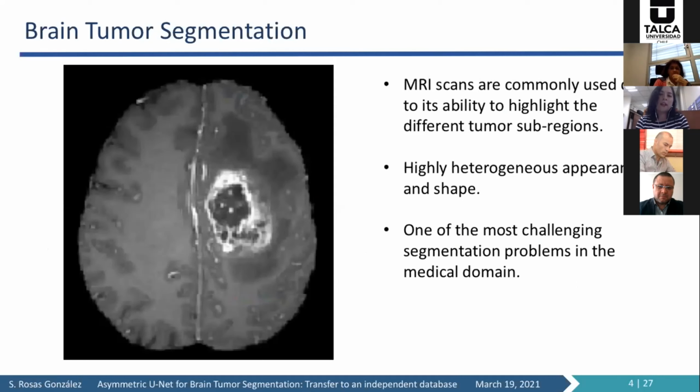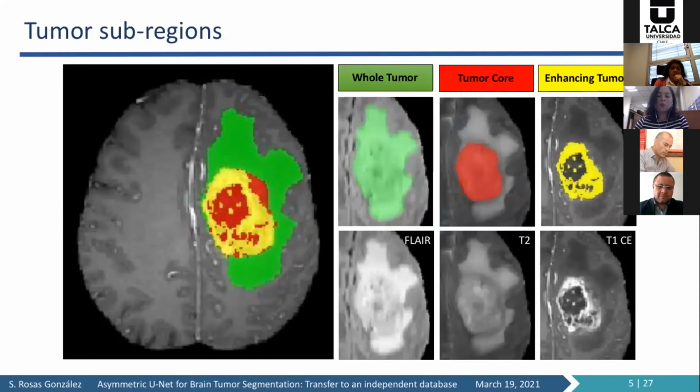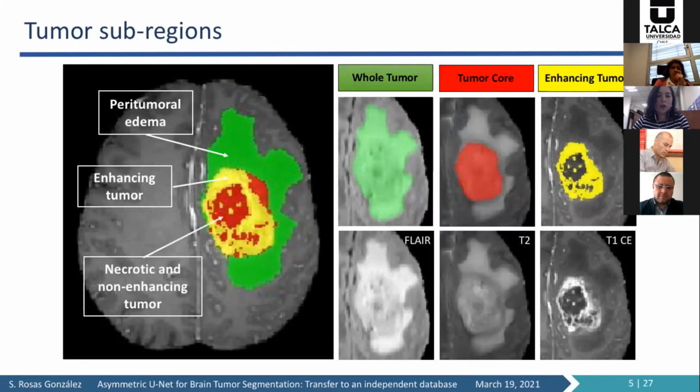Commonly, MRI scans are used for the brain tumor segmentation due to their ability to highlight the different tumor subregions. The highly heterogeneous appearance and shapes of these tumors make this problem one of the most difficult in the medical domain. These tumors have different subregions, namely the peritumoral edema, the enhancing tumor, and the necrotic and non-enhancing tumors.